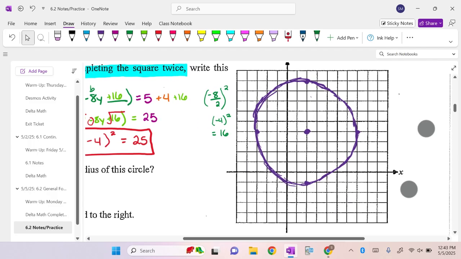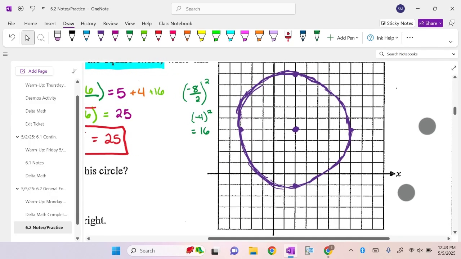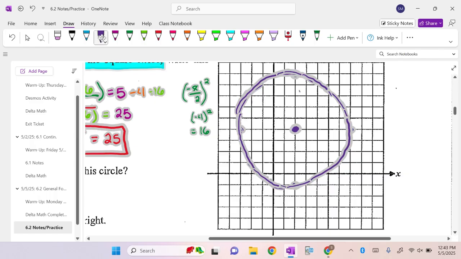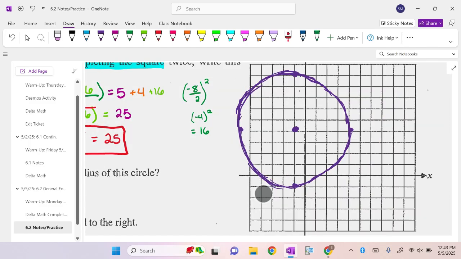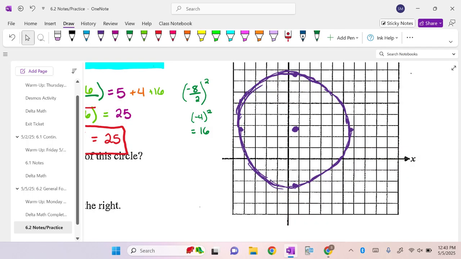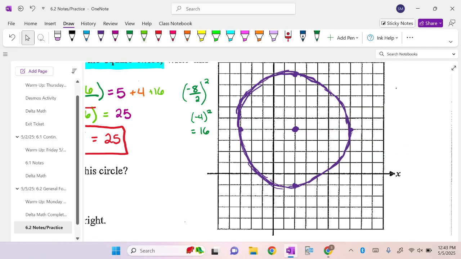Yes. 1, 2, 3. No, I count 5. Yeah. No, I counted 5 on each side. What was the center? What's our center point?